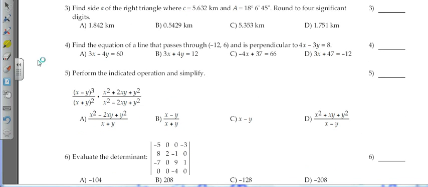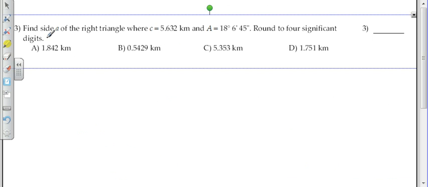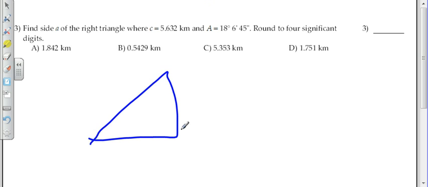Problem number 3. The side A of a right triangle. Find side A. Okay, so I draw a right triangle. And this guy is 5.632, and the angle 18 degrees 6 minutes 45 seconds. And I want to find side A. So that's this guy here.